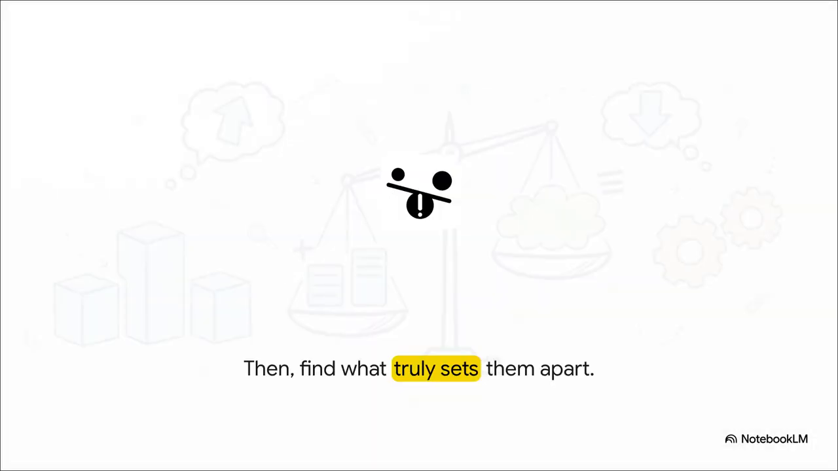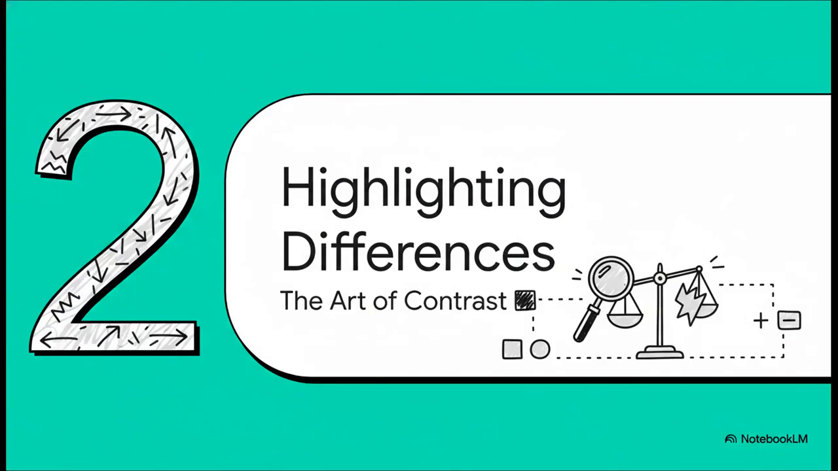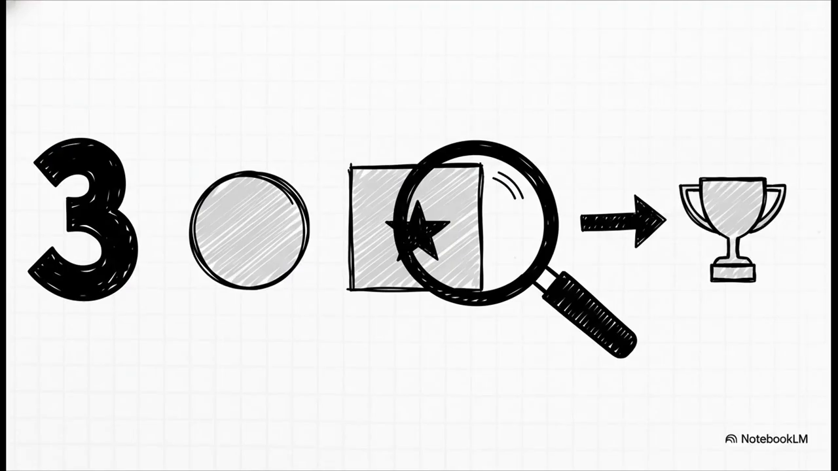All right, so once you've laid that common ground, it's time for the main event, finding what actually sets them apart. This is where you help someone really understand your choice and maybe even guide their own decision. Now we get to the second part of our toolkit, highlighting key differences. This is all about the art of contrast, and it's where your argument really starts to come alive. The power of this next tool is all in that first word, unlike. It immediately tells your listener, hey, pay attention, here comes the important distinction.